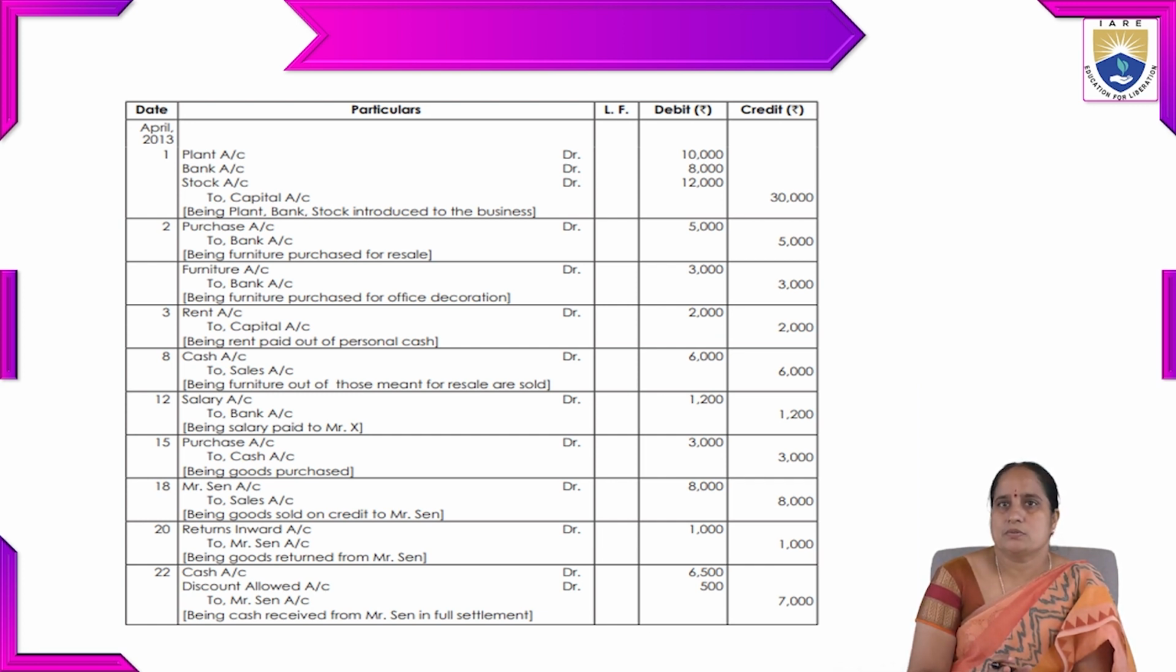So purchase account, as there is an increase in the assets, it should be mentioned on debit side. And at the same time, as we purchased, there will be decrease in cash. So that should be mentioned on credit side. So we purchased goods by paying 3,000 cash. And on 18th April, Mr. Sen account to sales account, being goods sold on credit to Mr. Sen. So debit side 8,000 and on credit side the same amount should be credited to sales account.